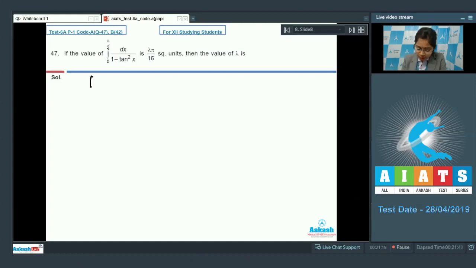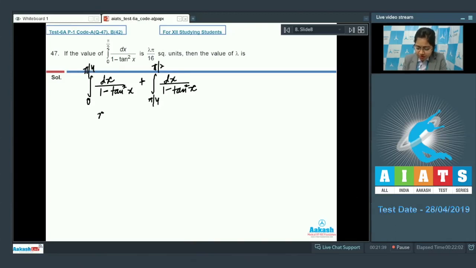So we have to find two integrals here, that is, the integral from 0 to pi by 4 of dx upon 1 minus tan square x, plus the integral from pi by 4 to pi by 2 of dx upon 1 minus tan square x. We have to find these integrals.